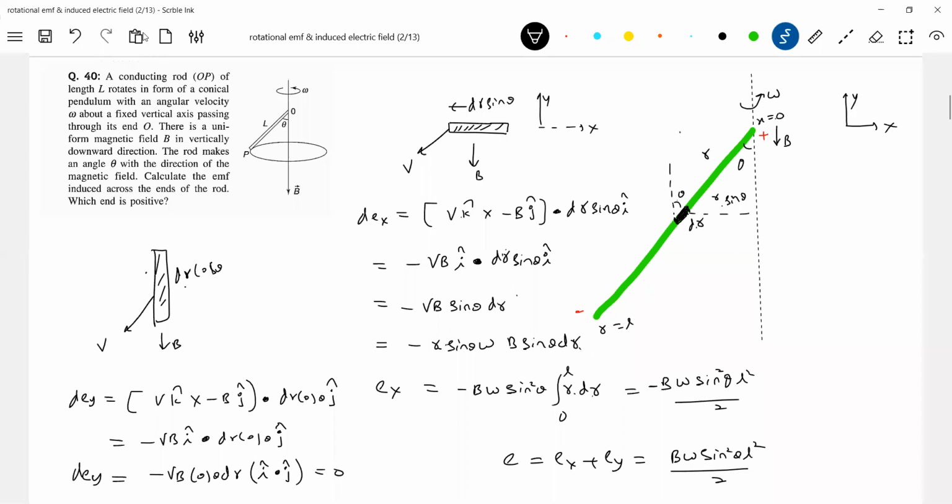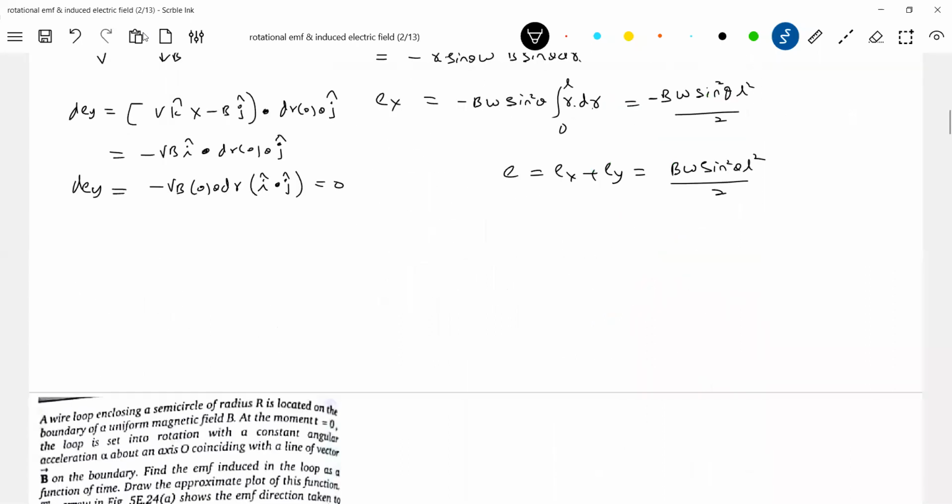The rotating rod we can replace with a cell of EMF E. So the orientation of the rod will be different, that you have to be careful about.